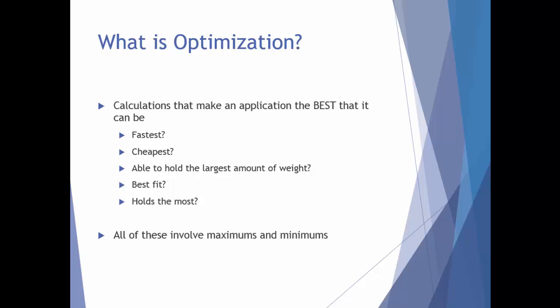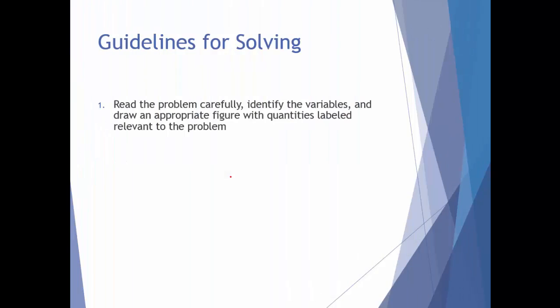If you're looking at the fastest, then you're looking at minimizing time. Cheapest, you're looking to minimize cost. If you want something to hold the most, it needs to maximize the weight it can bear. So they all involve maxes or minimums in some fashion. When we want to solve optimization problems, we have some guidelines. These are not hard and fast rules, nor do they necessarily occur in the order in which I'm presenting them, but these all pretty much need to be addressed as you're going through an optimization problem.